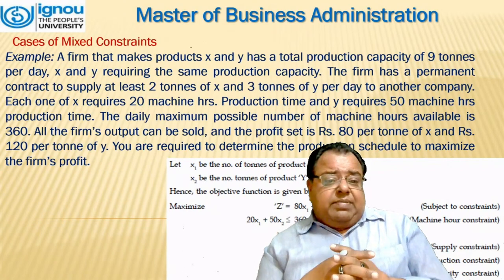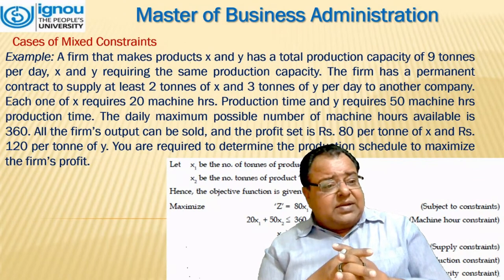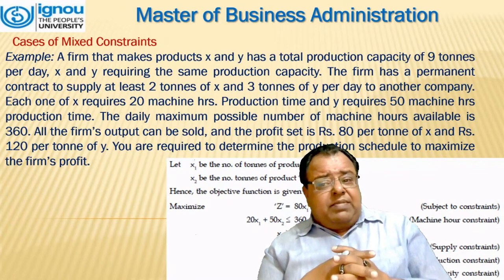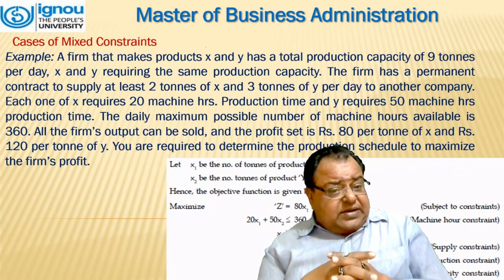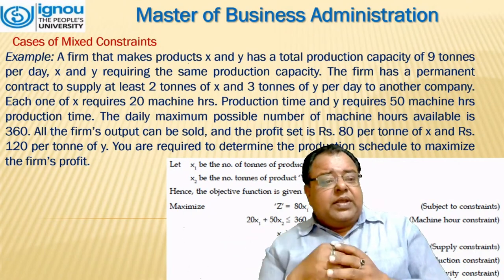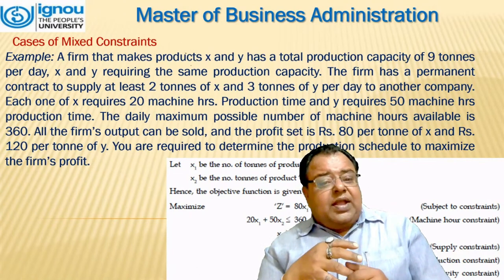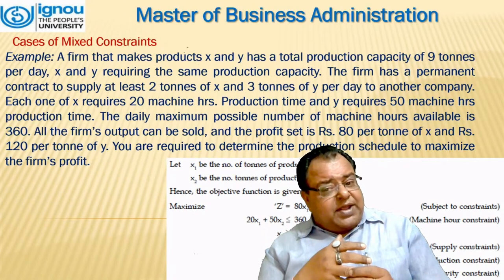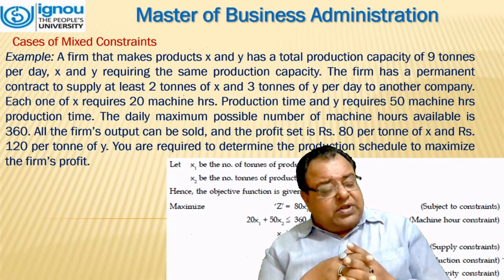A firm that makes product X and Y has a total production capacity of 9 tons per day, X and Y requiring the same production capacity. The firm has a permanent contract to supply at least 2 tons of X and 3 tons of Y per day to another company. Each ton of X requires 20 machine hours production time and Y requires 50 machine hours production time. The daily maximum possible number of machine hours available is 360.